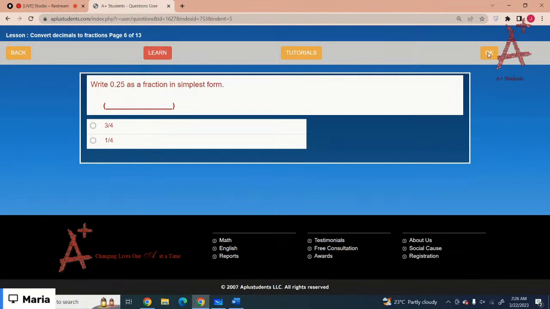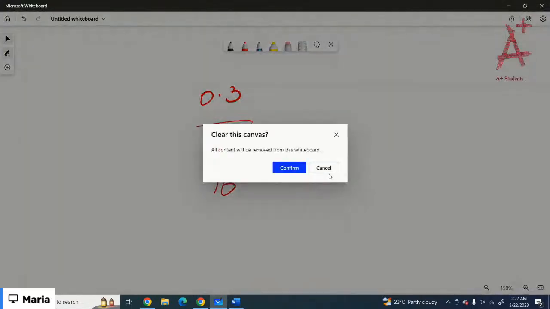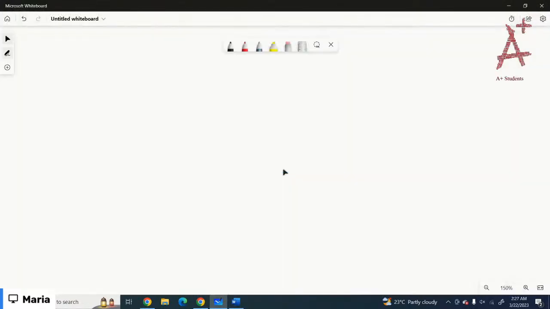Okay, the next one is write 0.25 as a fraction in simplest form. So which is the correct option? That's the one I did on the board from the tutorial. First, remove the decimal point. That means you need to add two zeros. It would be 25 over 100. Now think of the smallest number that you can divide. It would be 25 times 1 is 25 and 25 times 4 is 100. Got it? Yes, very good. It is 1 over 4.